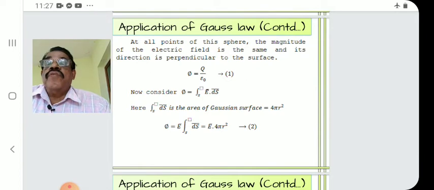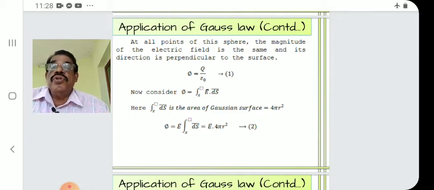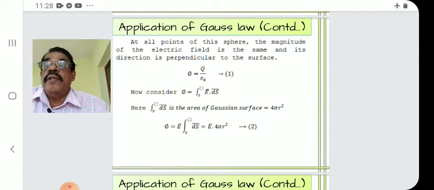At all points of this sphere, the magnitude of the electric field is the same and its direction is perpendicular to the surface. Phi is equal to 1 by epsilon 0 Q, equation number 1, as usual. Now consider phi is equal to surface integral E dot ds. Here integral ds is the area of the Gaussian surface, equal to 4 pi small r square.